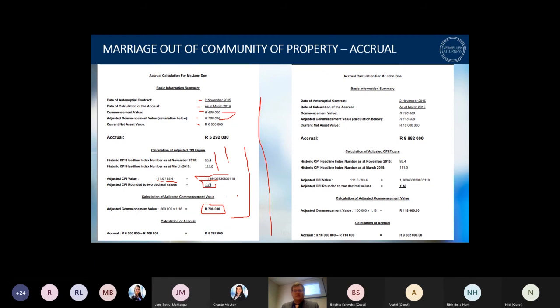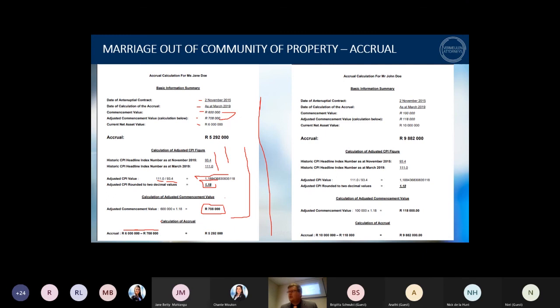So at the bottom, the calculation of the accrual is your closing value, your date of divorce net asset value, minus your adjusted commencement value. Let's talk about comparing apples with apples and oranges with oranges. You can't subtract 600,000 because you're dealing with money as it was then and not as it is now. And 5,292,000 is the accrual. And accrual, ladies and gentlemen, you can actually use the word growth.